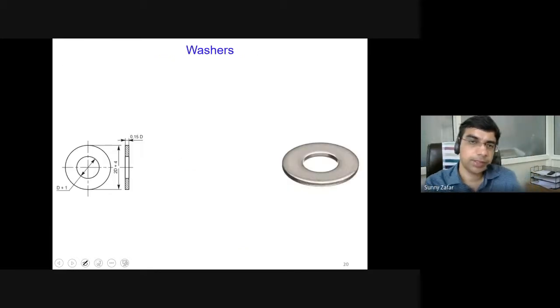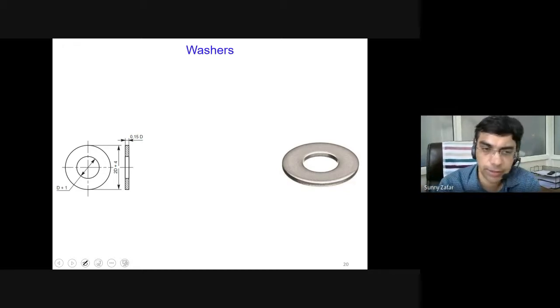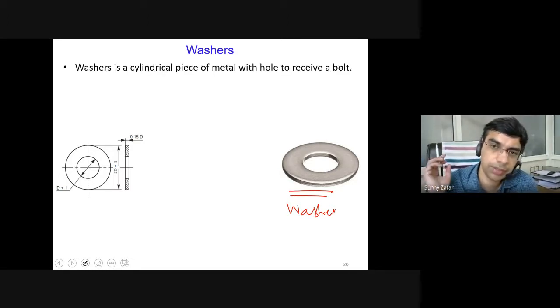Next are the washers. They form a very important role in threaded joints. So washers look like this. This is an actual photograph of a washer. First we need to understand what is the role of a washer, why it is needed. So what is a washer?